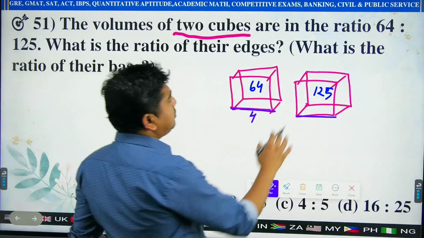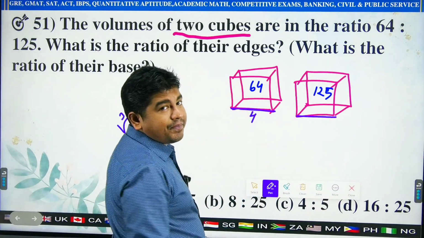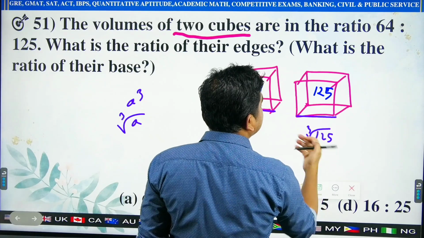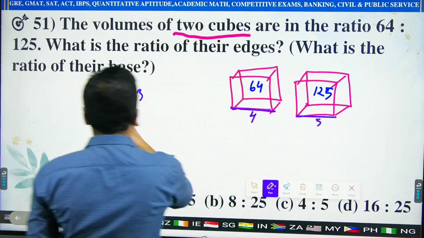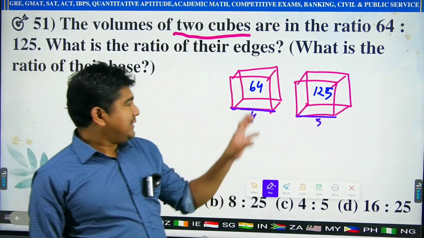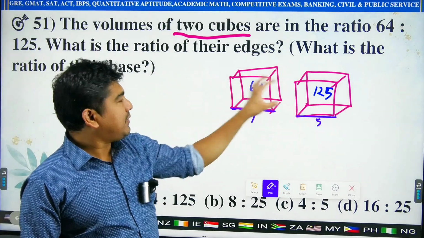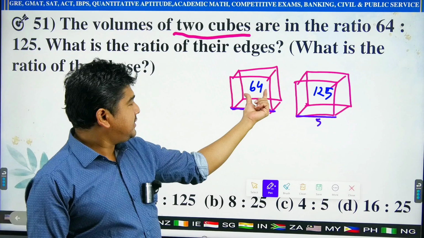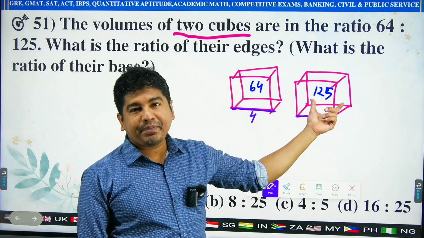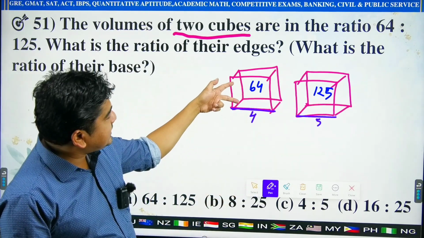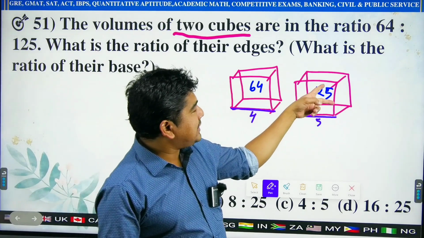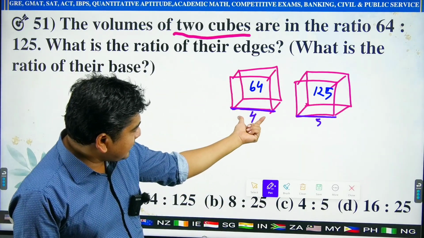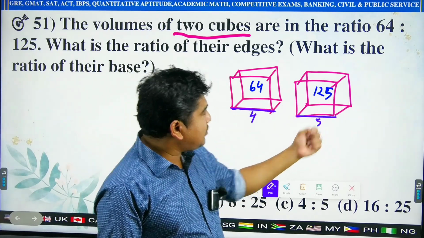In the same way, the volume of the second cube is 125. So the side is the cube root of 125, that means 5. There are two cubes, the first cube and the second cube. The ratio of the two cubes' volumes is 64 to 125. So the edge of the first cube is 4 and the edge of the second cube is 5.